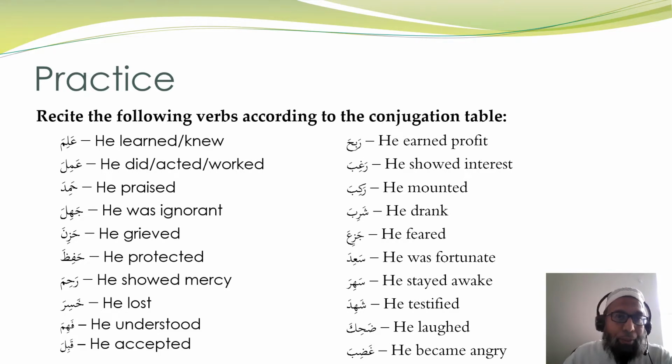Number one, look for these verbs in the Quran and hadith as well. Look for them starting from the Quran and see how many you can find. Write it down and look up the meaning. These are some words that are found in the Quran. Most of these verbs are found in the Quran. So what I want you to do is take each verb one at a time and take it through the conjugation table. For example, you have alima, which means he learned or he knew.